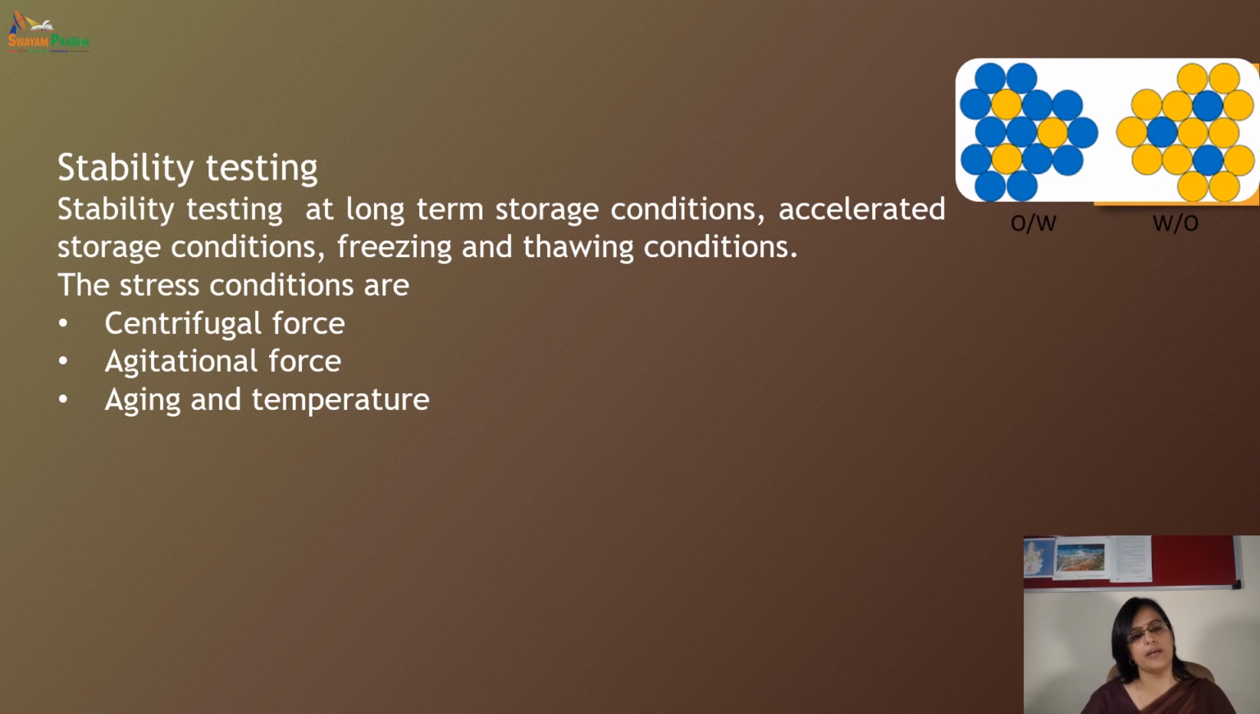Stability testing. Stability testing is done at long term storage conditions, accelerated storage conditions, freezing and thawing using freeze thaw cycles, and stress conditions like centrifugal force, agitational force, aging and temperature. By application of these stress conditions for a specific period of time to the emulsion, we can determine the stability of the emulsion.